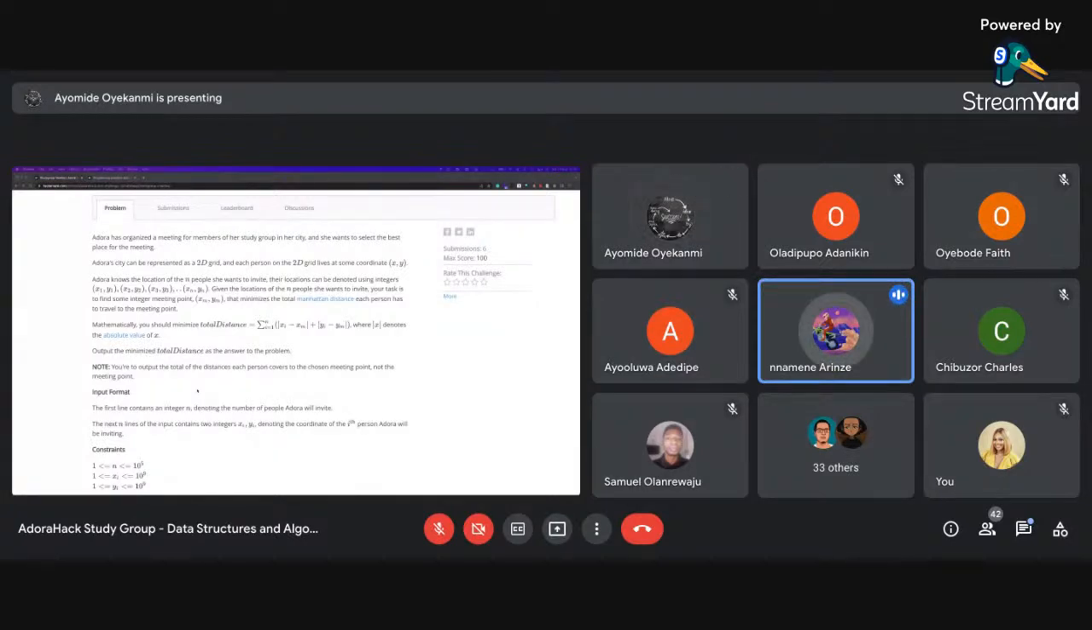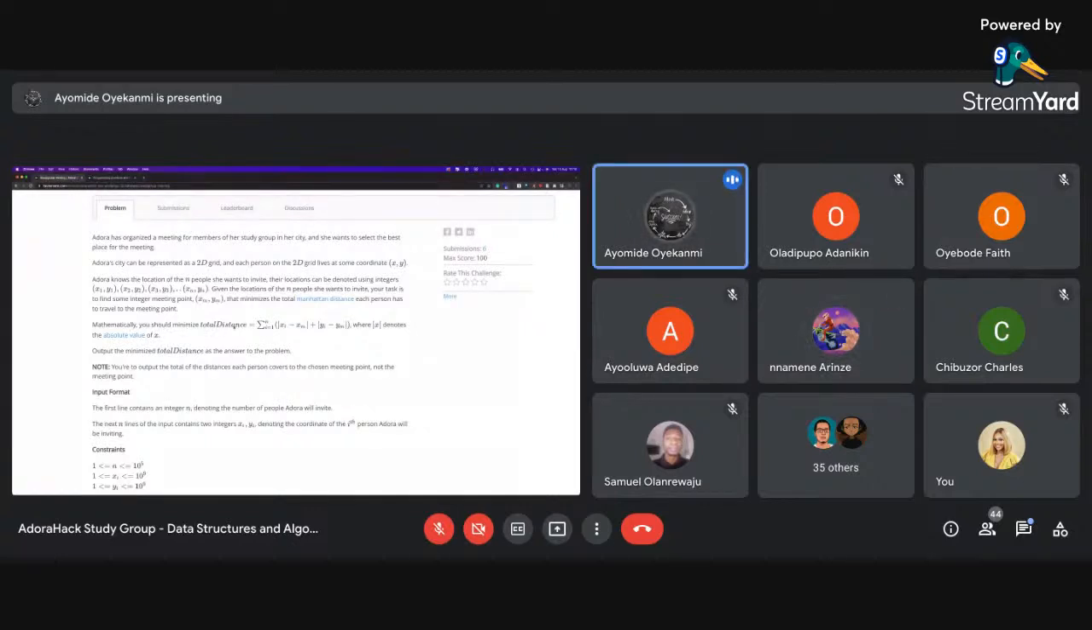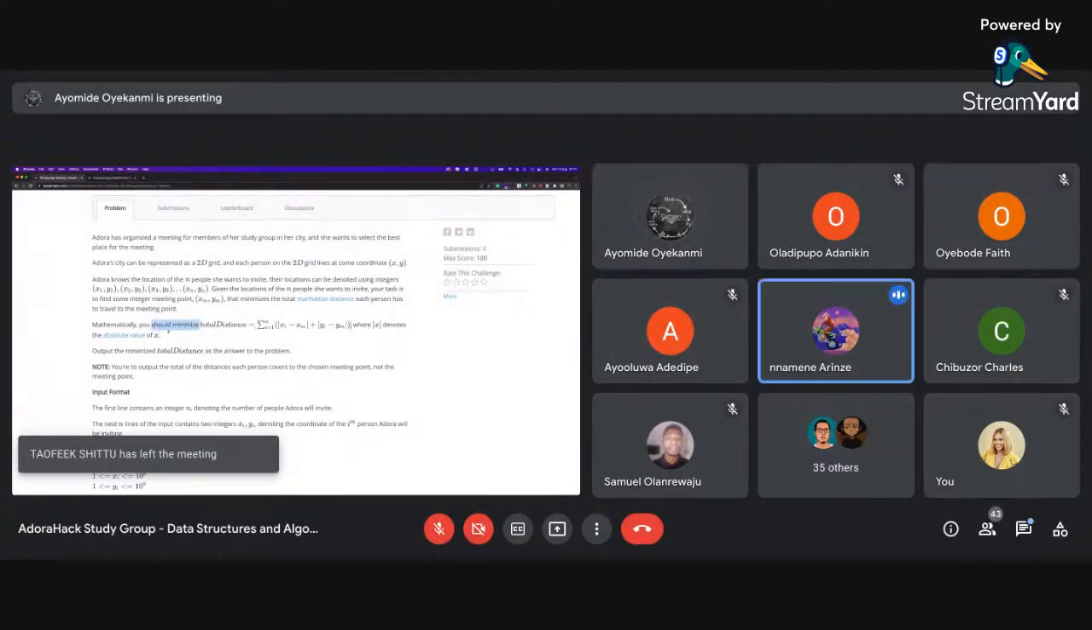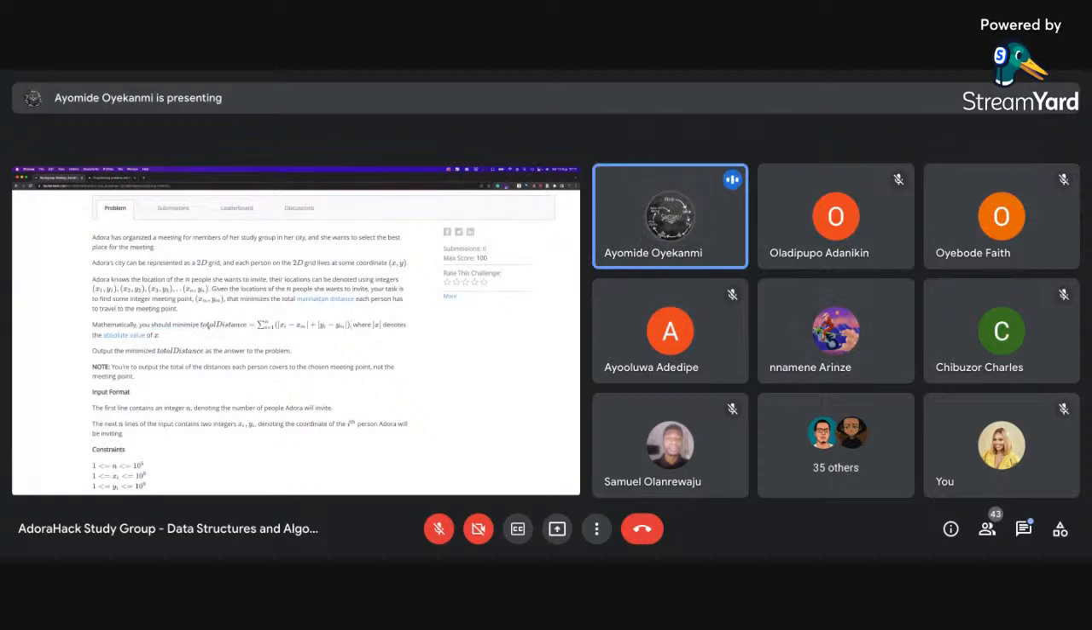Yeah. At the problem statement where it said mathematically you should minimize total distance using total distance equal this, so you can get the absolute value of x. How do you break down on there? So you minimize total distance. Minimizing total distance. So the way you calculate total distance is this formula. But you want to minimize the total distance you're getting. So you're not minimizing total distance using this formula. You're minimizing total distance, and the way you get total distance by calculating is by using this formula.